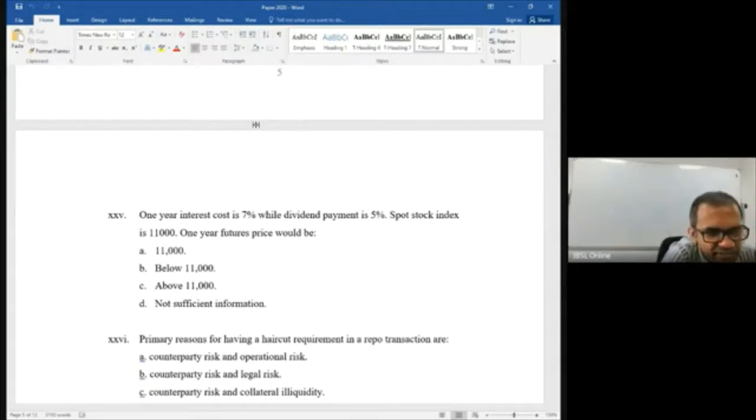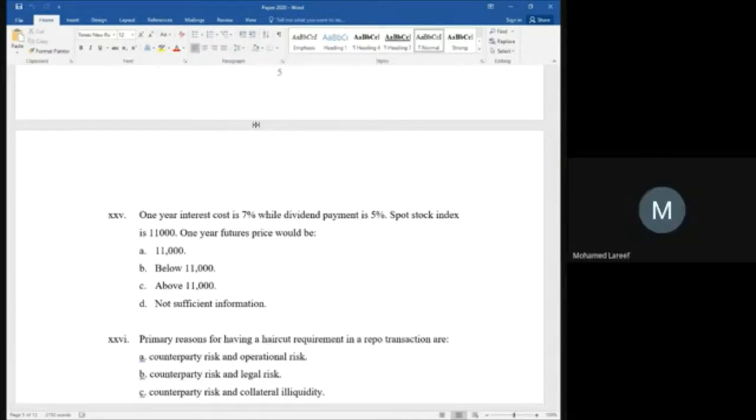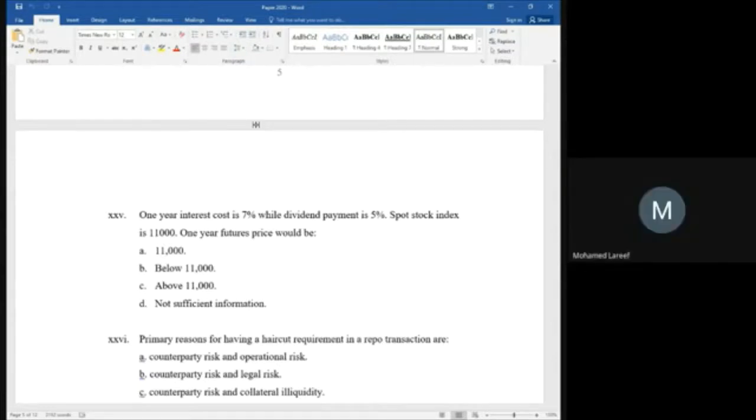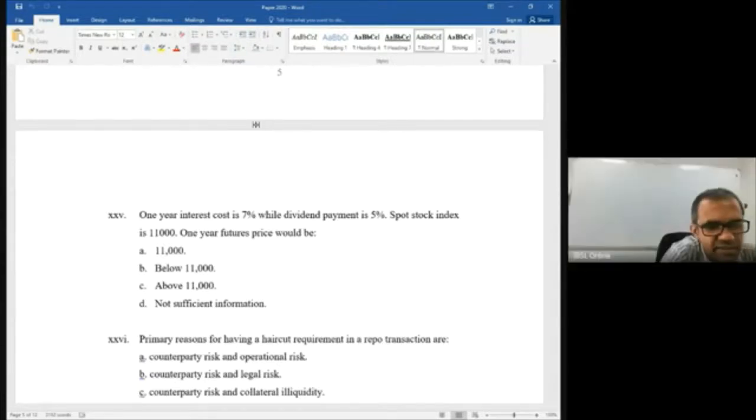Not the exact figure, whether it's 11,000, below 11,000, above 11,000, or whether you need more information to decide. About 11,000, sir. Above 11,000. Why? Carry cost is high, sir. The interest cost is 7%. You have a benefit of 5% dividend, but still the net cost is 2%. So if the carrying cost is high, then the futures price is high.